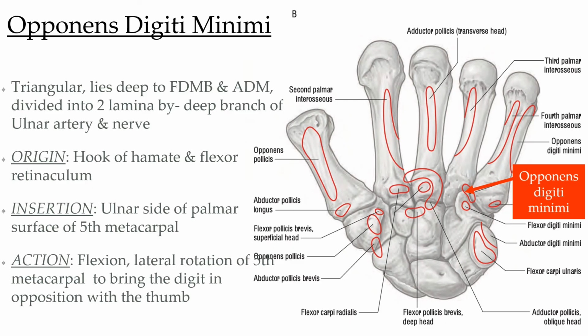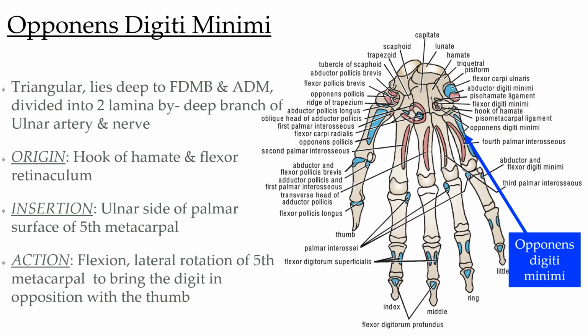Next muscle is opponens digiti minimi. This muscle takes origin from the hook of hamate and flexor retinaculum. So you can see here in the illustration, it takes origin from the hook of hamate and flexor retinaculum. The site of insertion of opponens digiti minimi is over the ulnar side of the palmar surface of the shaft of fifth metacarpal bone over here.